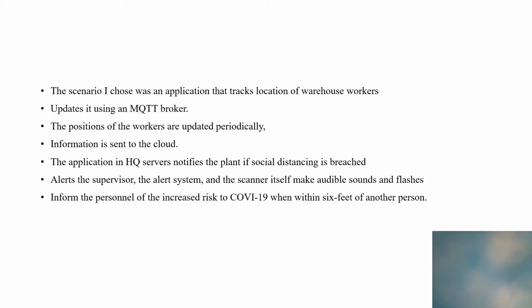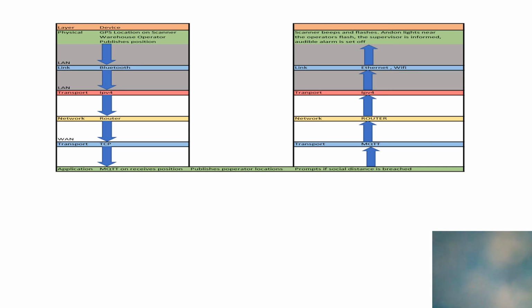and then we have the MQTT broker who receives all this published information, and then based on the information where the workers are, you can send out, publish new information for what needs to be done. So it'll be fairly simple, and it'll improve COVID-19 safety within the facility itself. So how does that one work? So we have the GPS locators inside the scanners themselves.